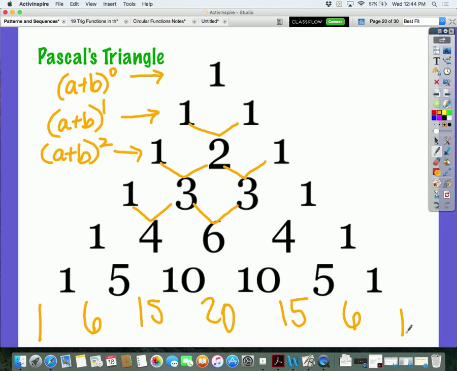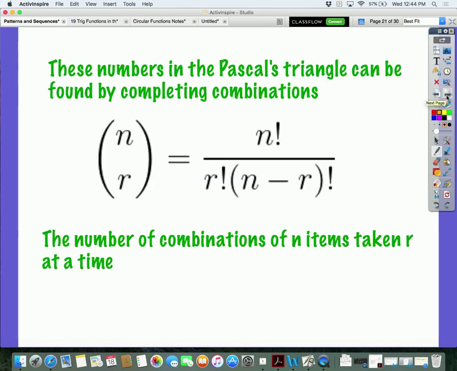Okay? Now, the bigger your rows get, the more challenging it becomes, because you're not going to sit there and expand it out, do the 7th row, do the 8th row, and so on and so forth. So there is a way that you can go directly to a particular row and a particular term within that particular expansion. Okay? So these numbers in Pascal's triangle can be found by doing combinations. Hopefully you remember that format from last year. This would be used again to find a particular term inside of a row.